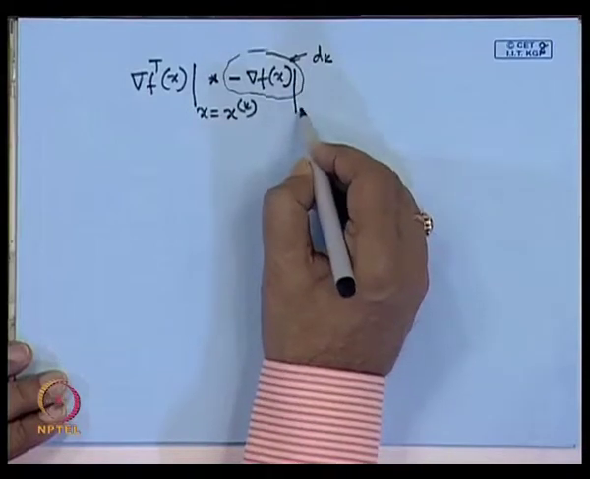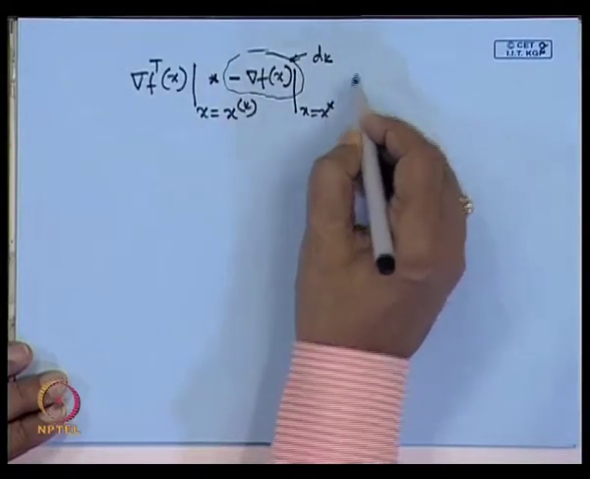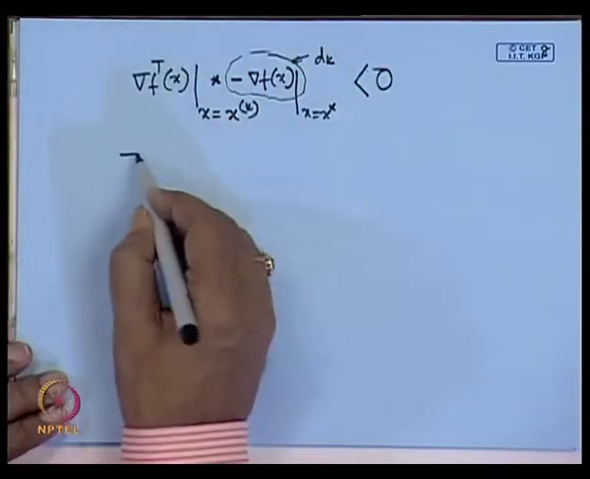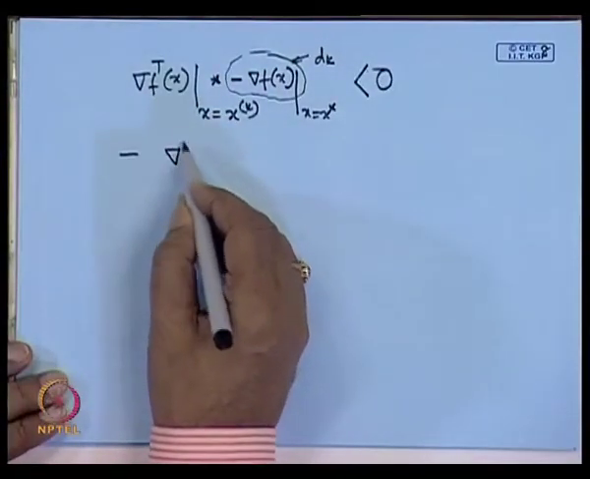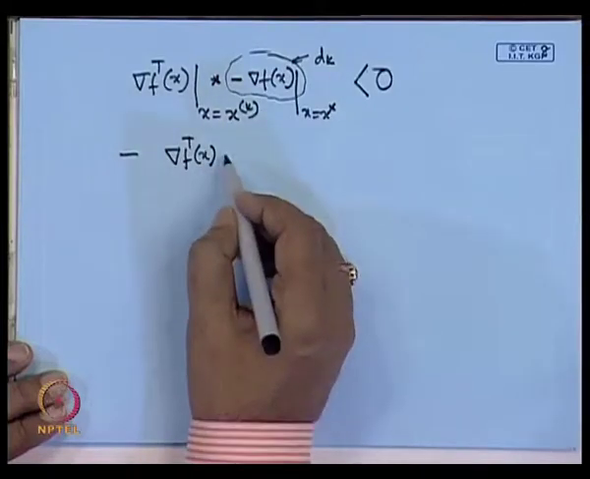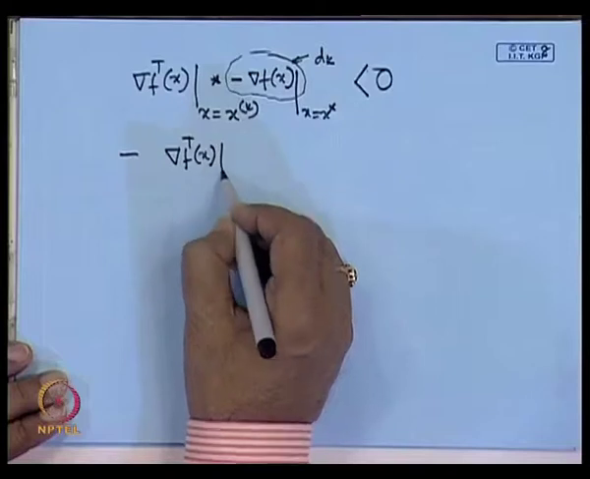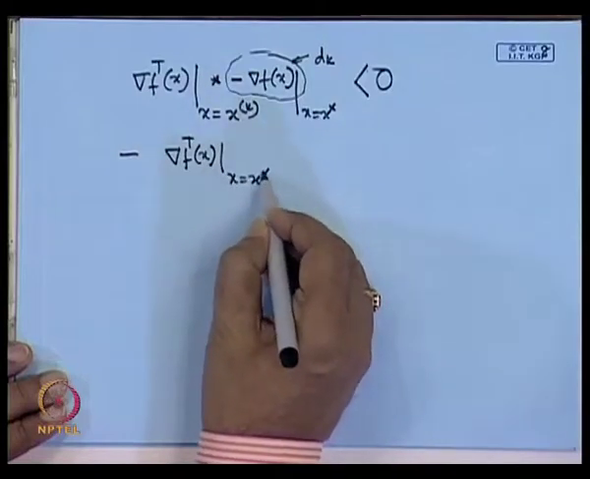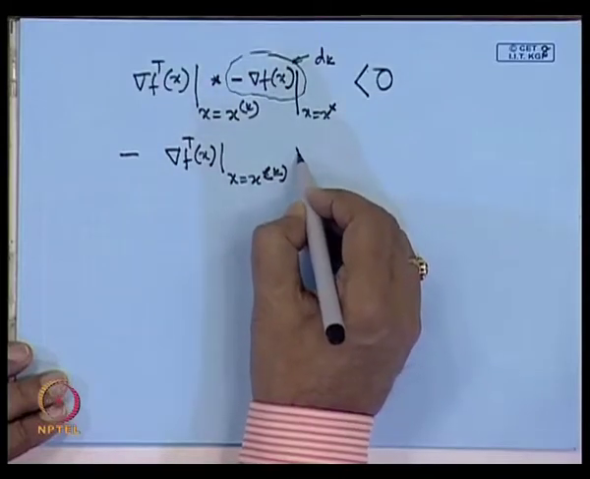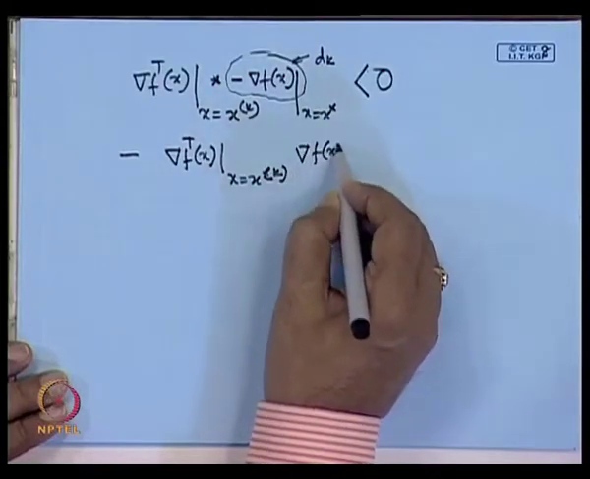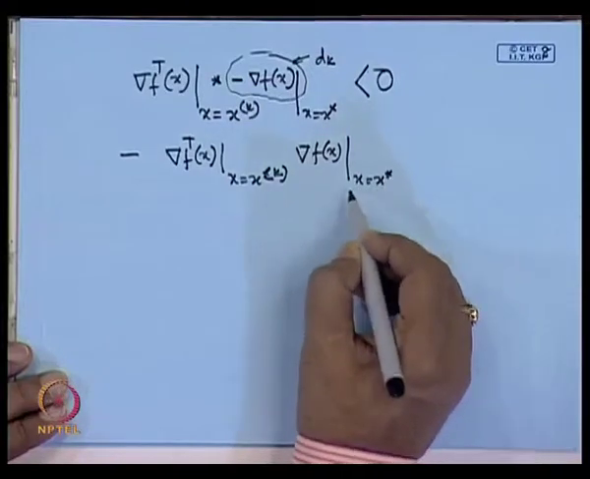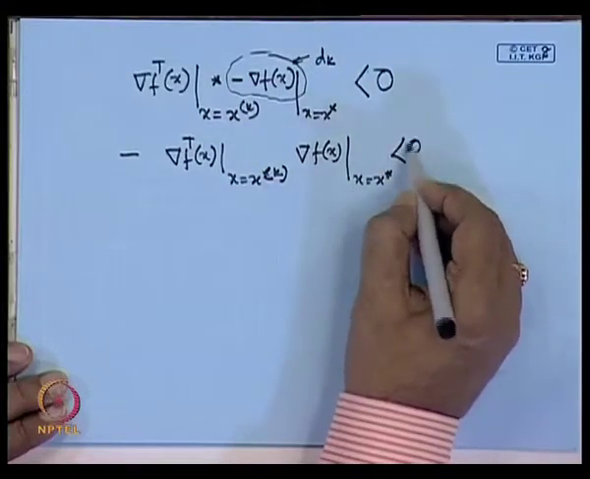And put this value x equal to x star, and this value is always less than 0, because this is nothing but f transpose of x into this quantity at x equal to x superscript k into del f of x at x equal to x star, and this quantity is less than 0.